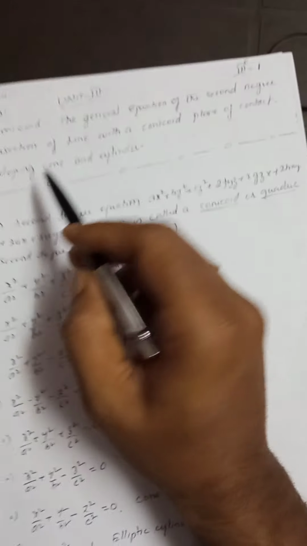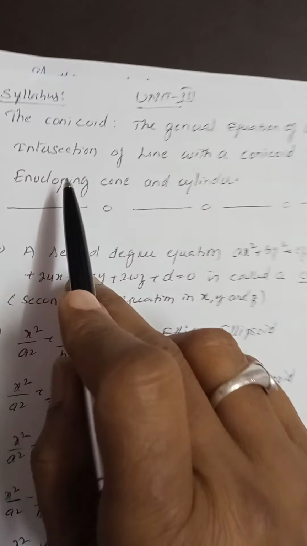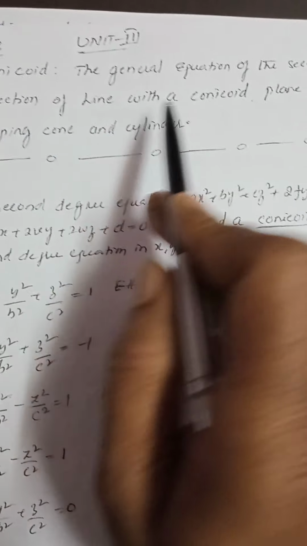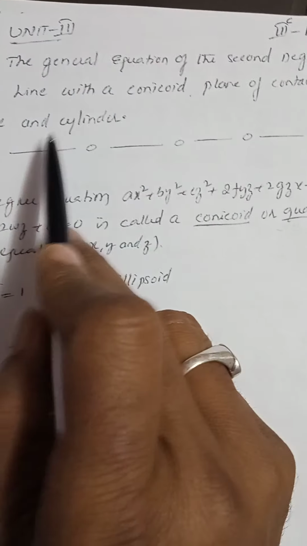Good morning, students. Now, this is Unit 3. Unit 3 is Conicoids. The syllabus covers the general equation of the second degree, intersection of a line with a conicoid, plane of contact, enveloping cone, and cylinder.